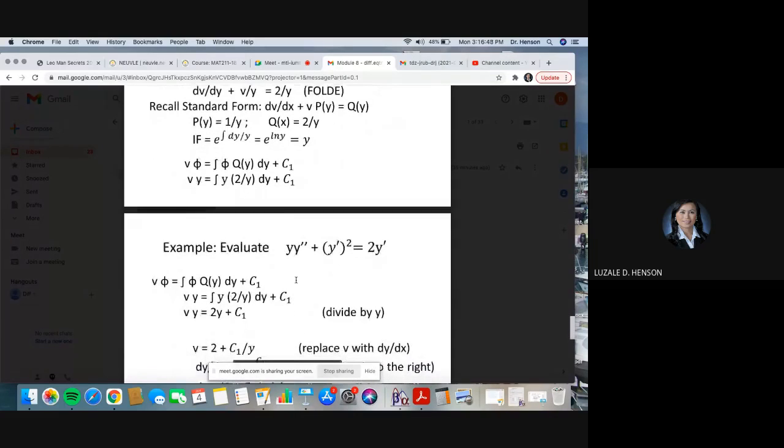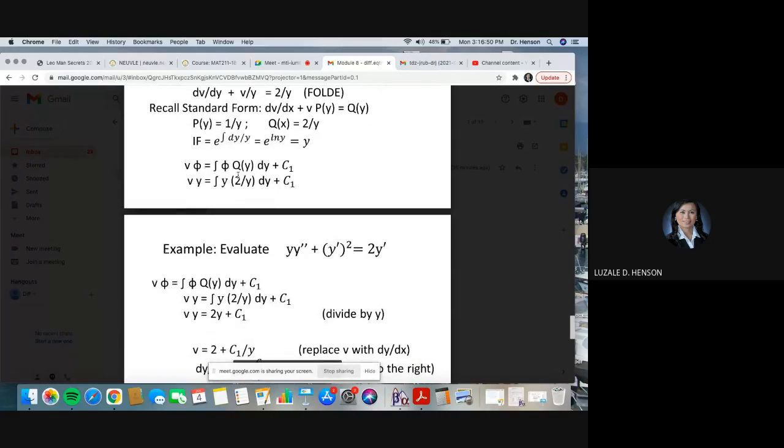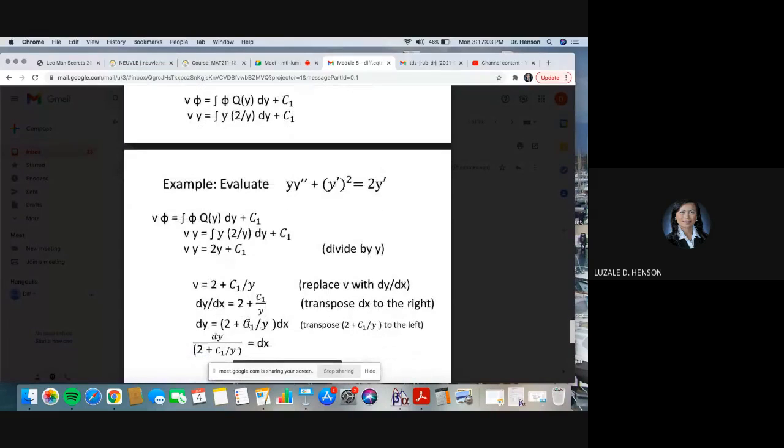And so evaluating further, mag-cancel out na yung y dyan. What's left is 2, and 2, cancel out yung y. So 2 dy is 2y. The integral of 2 dy is 2y plus c sub 1. And then divide by y to eliminate para ito exclusively v. Palaging ganon. Tanggalin mo lahat ng mga nakaipit dyan with only v left. Why? Because you will have to replace v with dy dx. So divided by y, divided by y.